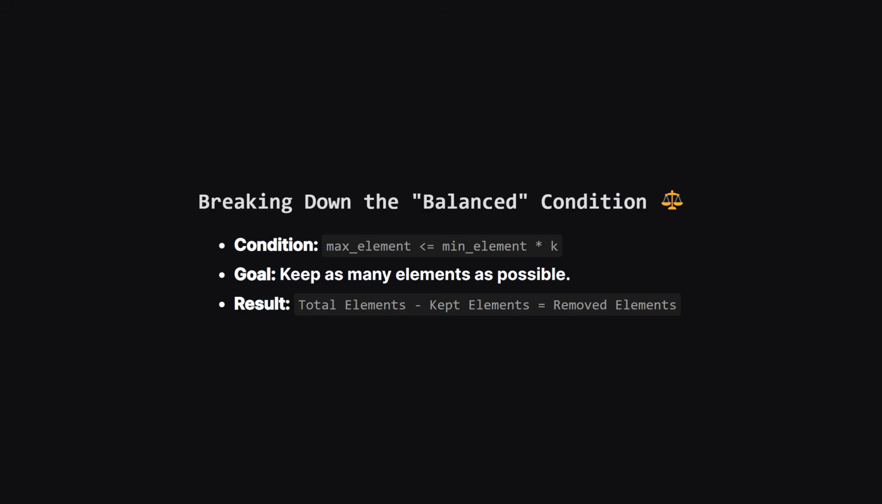Let's focus on that condition for a second. The largest number in our kept set must be less than or equal to the smallest number in that set, multiplied by k. If we want to remove the minimum number of elements, that's actually the same thing as trying to keep the maximum number of elements. So instead of thinking about what to delete, let's think about finding the longest subsequence where this math works out.